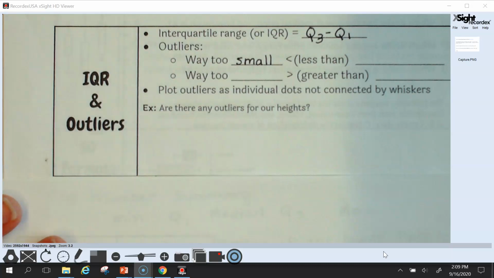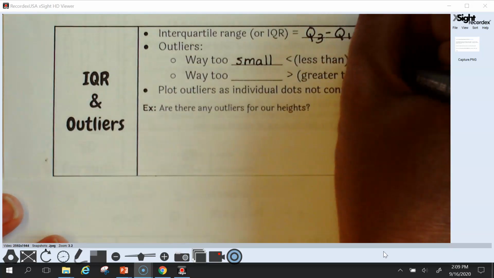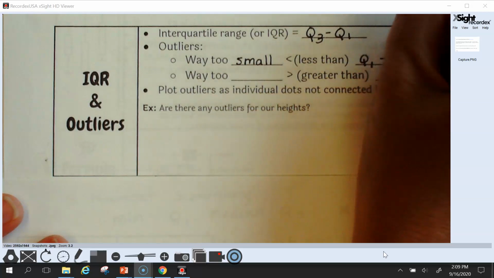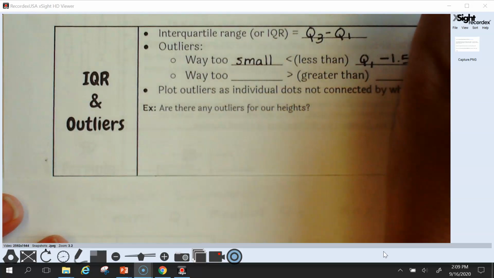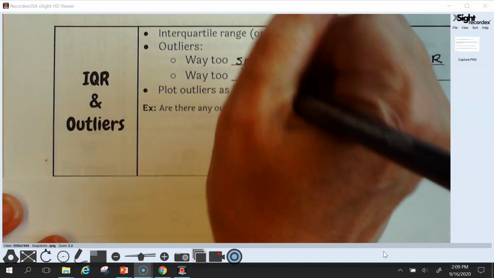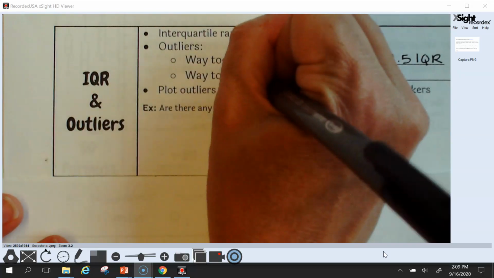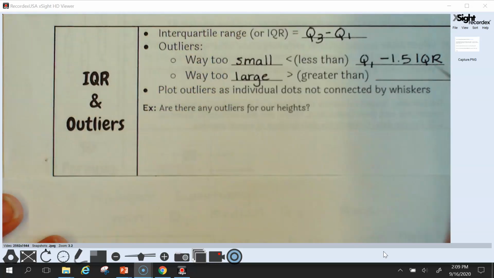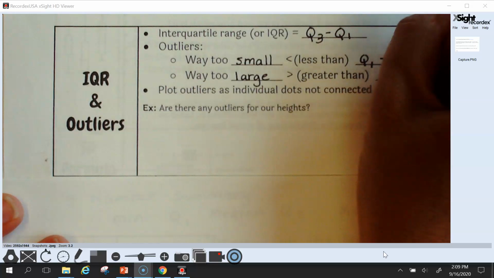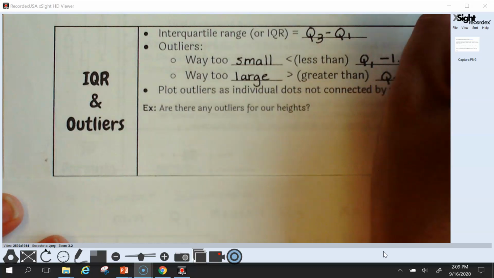So something that's way too small is anything that's less than Q1 minus 1.5 times the IQR. Anything that's way too large is greater than Q3 plus 1.5 times the IQR.